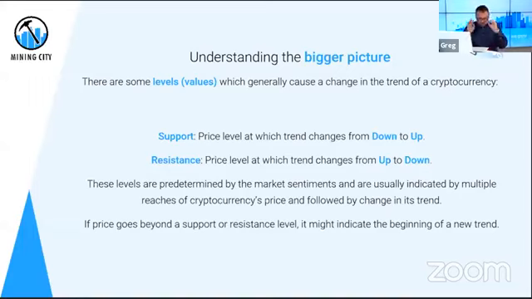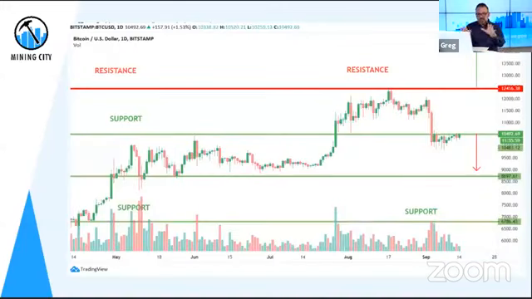Of course, when the price finally crosses that certain level, this might also mean a beginning of a new trend. As you can see here, between April and May, the price oscillated around the support level in the vicinity of $7,000. Most of these support and resistance levels are usually around figures or close to such, so $7,000, $7,500.